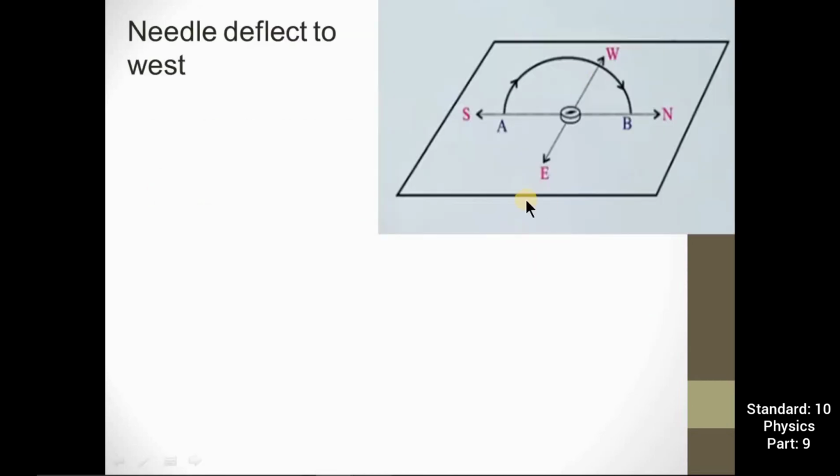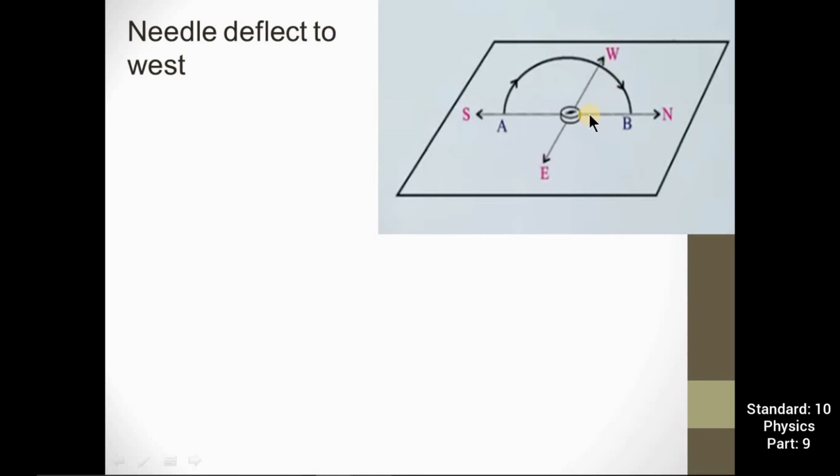Take a paper and place a coil from A to B, and we are giving a current of a particular ampere in this coil. It is placed in the north-south direction, so that the magnetic field will lie in the east-west direction, right? Right.